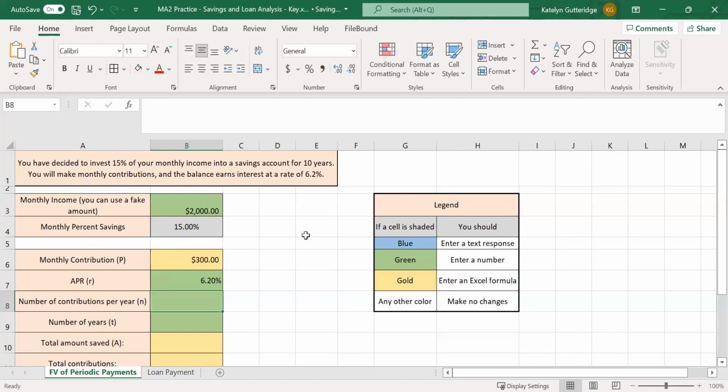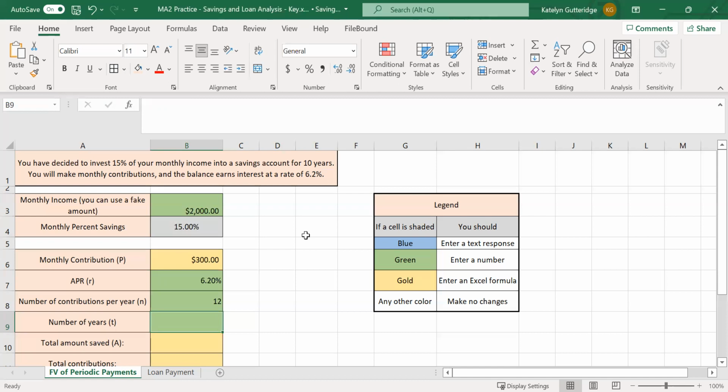Number of contributions per year, N. This is the number of times you will make payments or the number of times you accrue interest per year. This is per one year. So if it's monthly, you would do 12 for 12 times a year. We're making monthly contributions, so we use 12 to represent monthly, 12 times a year. If it was quarterly, you would use 4. Annually, you use 1. Semi-annually, you would use 2.